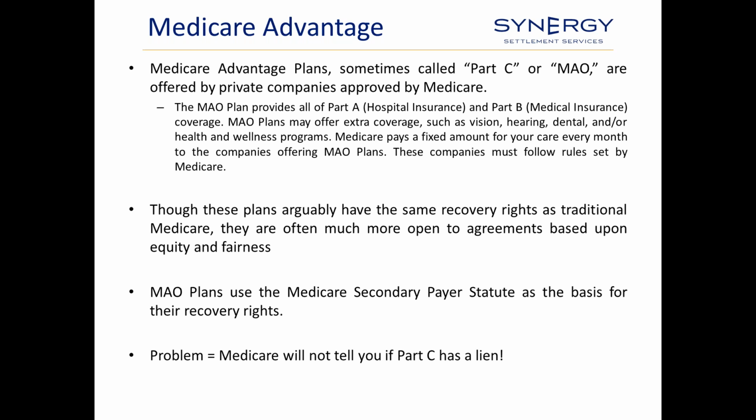So the Medicare Advantage Plans, sometimes called Part C and MAOs, are basically standing in the shoes of Medicare when they are elected by the Medicare beneficiary to provide benefits. These plans, the law that's developed, really have the identical rights to recovery as traditional Medicare does. And the MAO plans use the Medicare Secondary Payer Statute as the basis for their recovery rights.